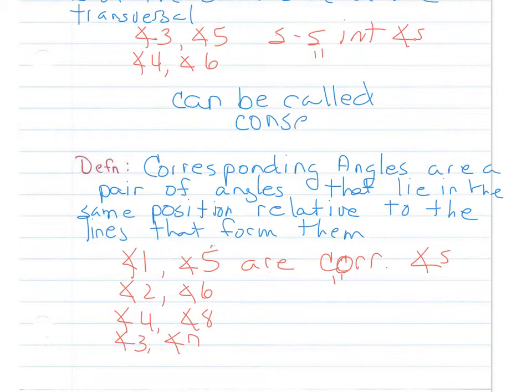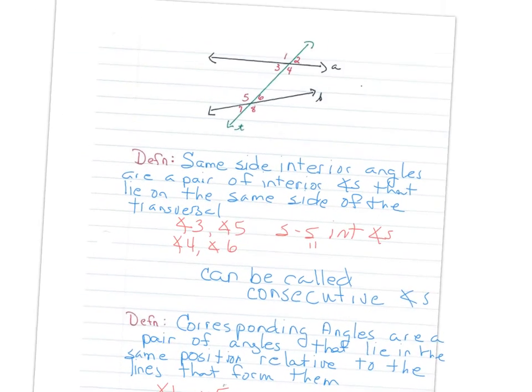Forgot to mention that. Same-side interior, some books or some papers might say consecutive angles, but that's the same as the same-side interior. Yes, sir? Can corresponding angles both be exterior angles, or does one have to be interior? Well, if they are in the same position relative to the line that formed them, that's a good question.